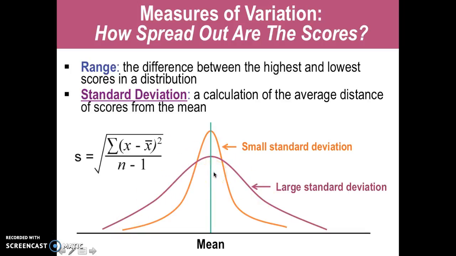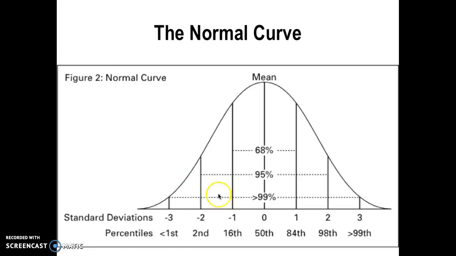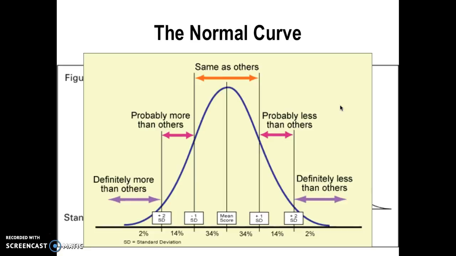So, a normal curve. We're going to look at the normal curve. Here's your mean, here's your standard deviation. They're one standard deviation, negative 1, 1. 68% of your data points should be within 1 standard deviation of your mean. 95% should be within 2, and 99% within 3 standard deviations. You can have a plus or minus standard deviation away from the mean.